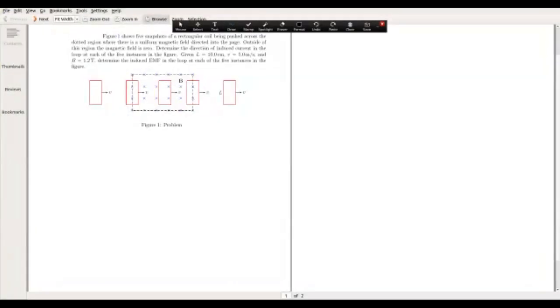Hello, here we talk about a rectangular loop entering into a magnetic field and then getting out of the magnetic field. We are given five instances of the rectangular loop. So let's call this instance 1, 2, 3, 4, and 5. The magnetic field is confined within the rectangular region that is shown here in blue, and outside there is no magnetic field.